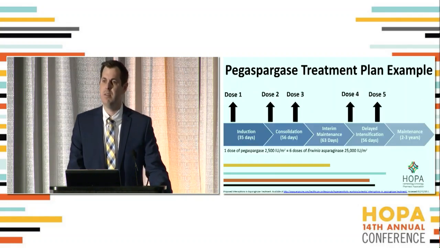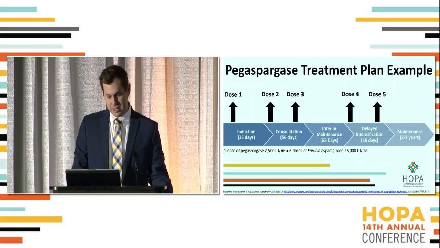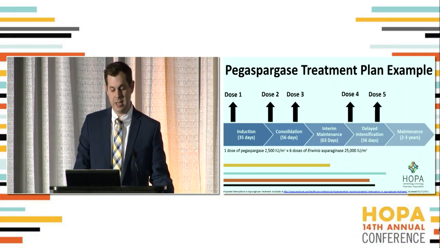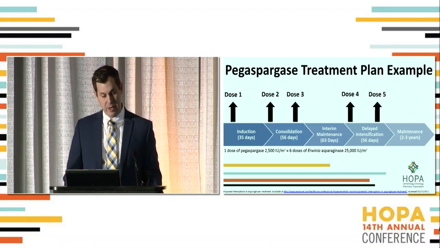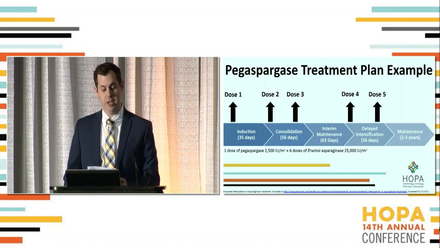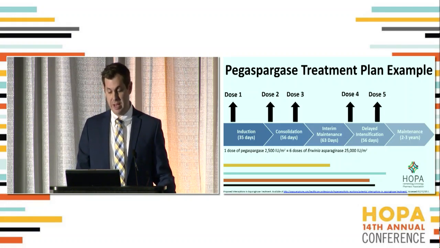Just to give you an idea of one example of a PEG asparaginase treatment example, this is just a quick snippet of a high-risk acute lymphoblastic leukemia protocol. So patients typically would receive 1 dose of PEG asparaginase in induction. They would receive 2 doses in consolidation and 2 doses in delayed intensification. And again, if they have to switch therapy from PEG asparaginase to Erwinia asparaginase, the conversion is 25,000 international units per meter squared for 6 doses to replace 1 dose of PEG asparaginase.